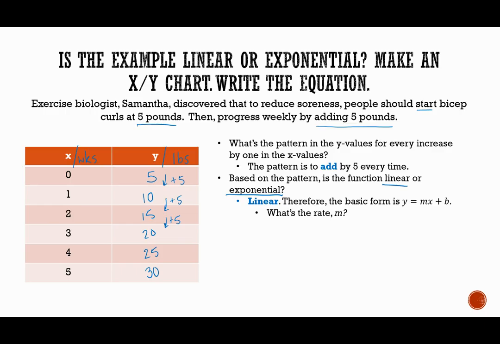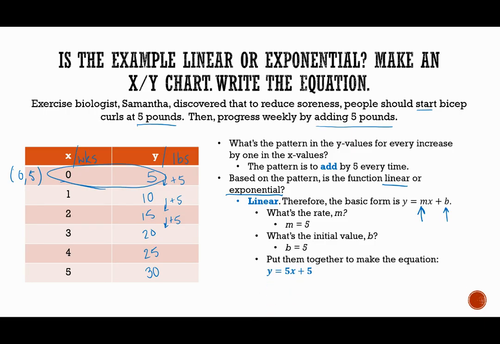Linear. Okay, so that means y equals mx plus b. What's m? What's b? M I just determined. It's 5. What is b? B is this ordered pair (0, 5). That is where the line's going to cross the y-axis. So b has a value of 5. When I substitute those into my equation, that's my final answer. Y equals 5x plus 5.